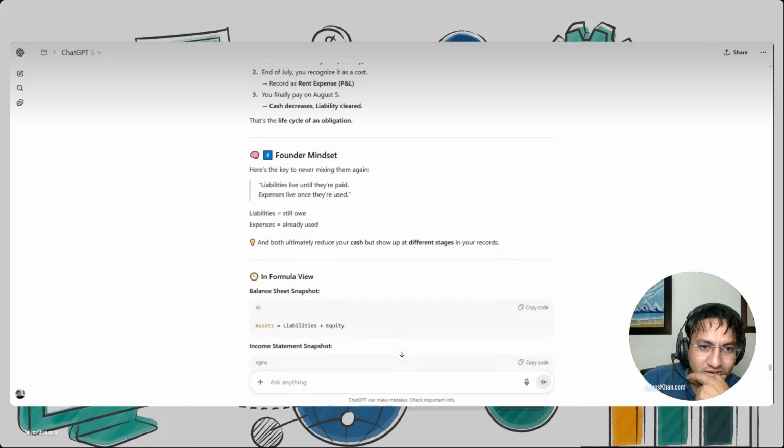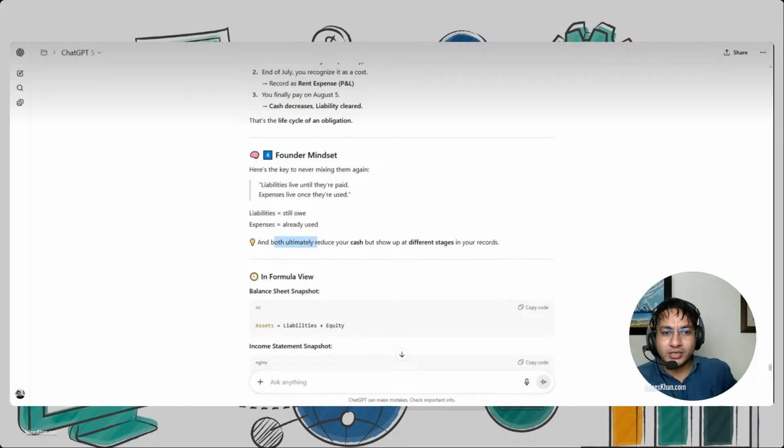Founder mindset. Here's the key: never mix them again. Liabilities live until they are paid. Expenses live once they are used. Still I owe, already used. Okay, used, but what about the payment? Okay, I just use something. It isn't familiar much right now, but making some sense. But I have to get it done.